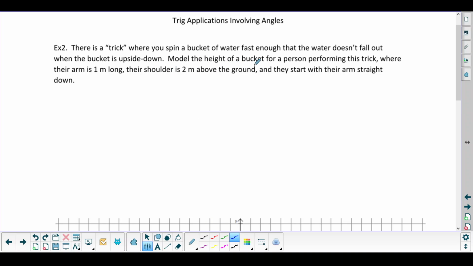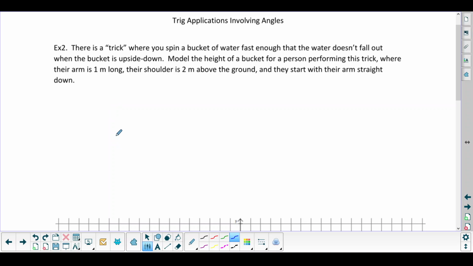Okay, model the height of a bucket for a person performing this trick, where their arm is 1 meter long, their shoulder is 2 meters above the ground, and they start with their arm straight down. Okay, so let's draw a diagram so that we can model the height. Modeling is an expression that means represent it graphically and perhaps with an equation, and later on we'll talk about the equation for this.